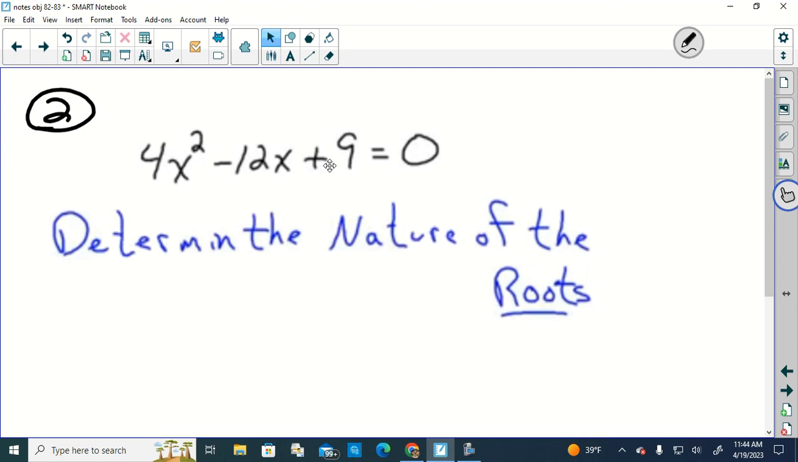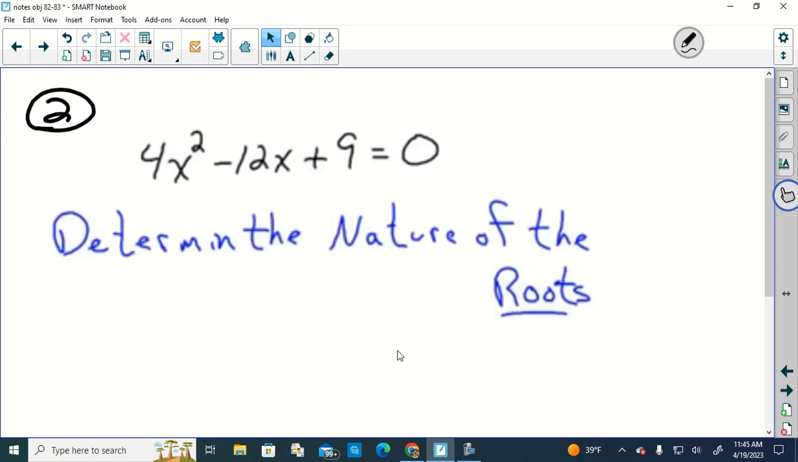So what was it that we said when the discriminant was 0? How many roots? 1. We good? Just 1. Yeah, because they're wanting to know the nature of the roots. So how many is there? 2, 1, or none? Yeah, you don't have to write the whole thing out.